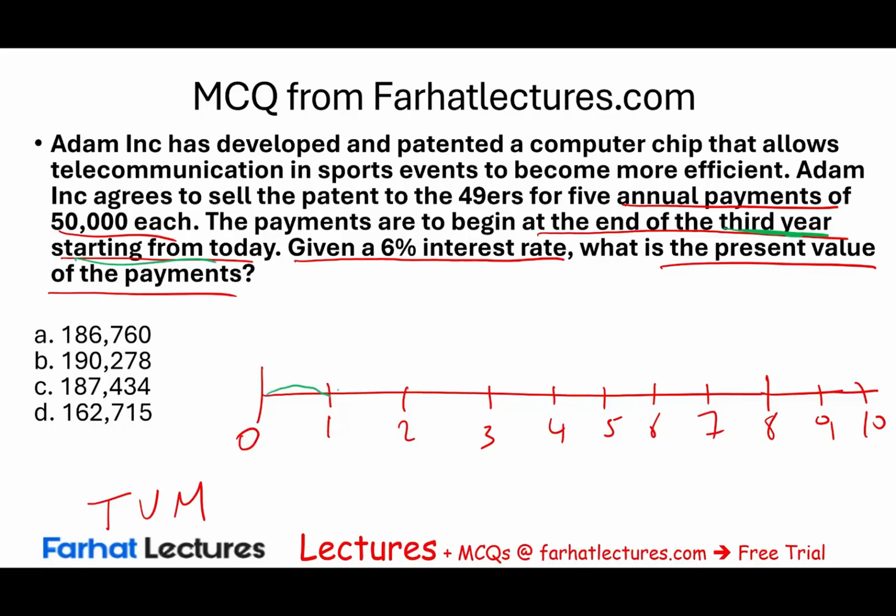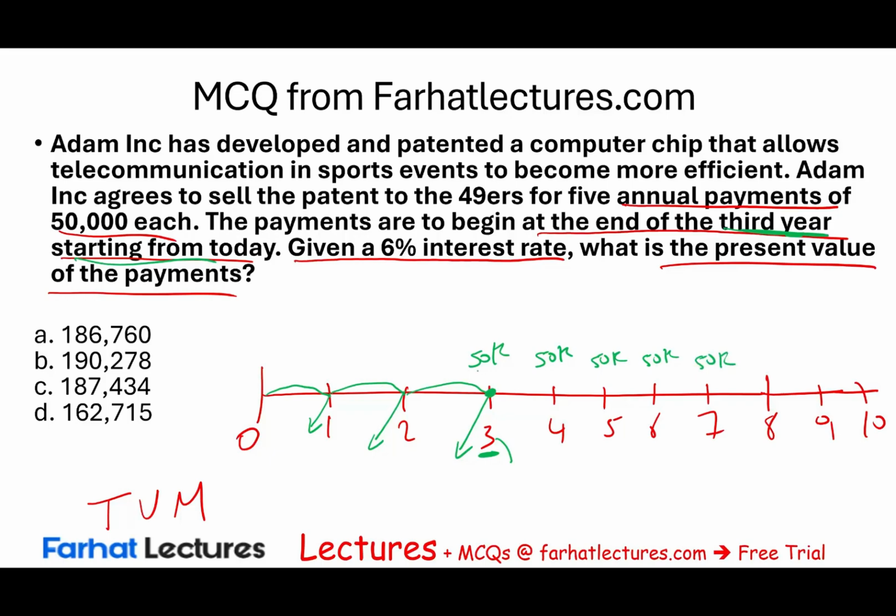So we have year 1, year 2, year 3. At the end of the 3rd year, okay, so this is not the 3rd year. When you see 3 here, this is not the 3rd year. If we say the end of year 1, it means this point here. If we say at the end of year 2, it's this point here. If we say at the end of year 3, it's this point here. So the payments are to begin at the end of the 3rd year. And what's going to happen at the end of the 3rd year? Adam will start to get $50,000 per year for the next 5 years.